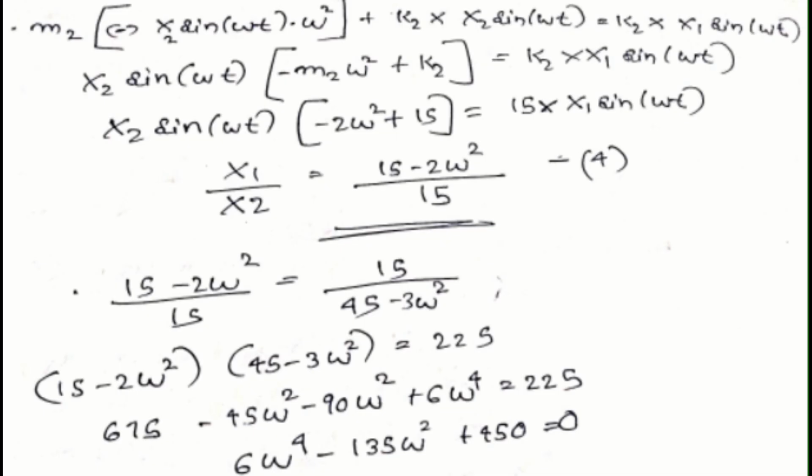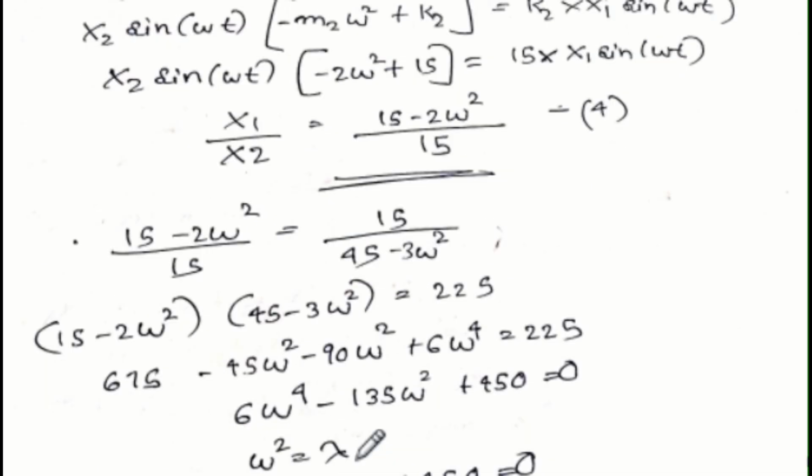So when equating the right hand side, we get this equation: 6 omega raised to 4 minus 135 omega square plus 450 equal to 0. This is not in the form of a quadratic equation, so I cannot solve it in this manner. There is a simple trick so we do not have to solve it as a quadratic in omega: just substitute omega square equal to alpha.